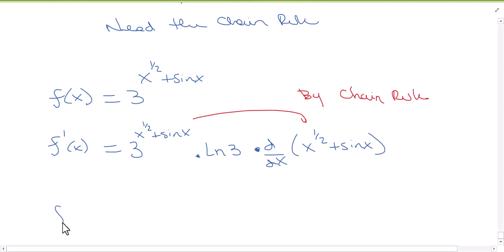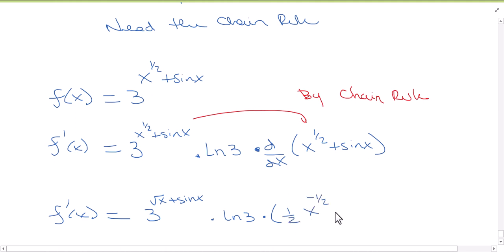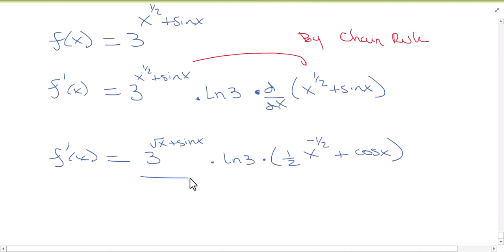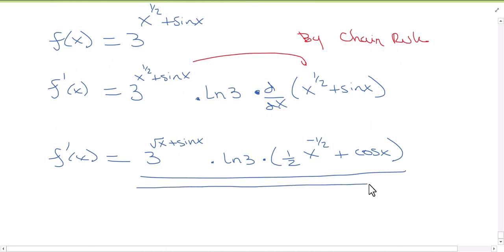So my f prime then is my exponential, 3 to the root x plus sine x, right? 3 to that entire exponent times the natural log of the base times the derivative of that. So I'm going to use parentheses because I have two terms. The derivative of x to the 1/2 is 1/2 x to the negative 1/2, and the derivative of sine x is cosine x. And that will be my final answer. I don't think there's much you can do to simplify, so I will just write it like that.